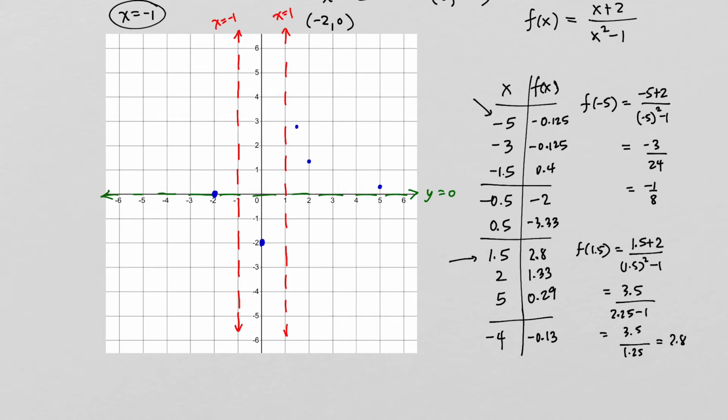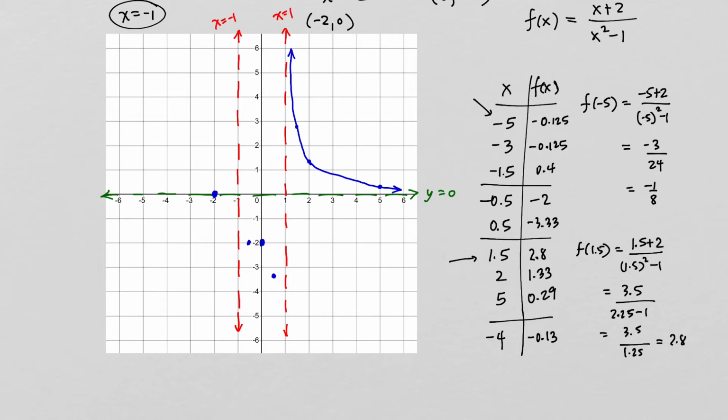So we get a pretty good idea of what's happening on this side of the graph, right? So we know that we have this asymptotic behavior here, and we know that as this comes down, it is going to get closer and closer to that line without touching. In the middle section of the graph, when you plug in negative 0.5, you get negative 2, which is kind of interesting because at negative 0.5, negative 2 is right about here. And then at positive 0.5, we get negative 3.33, which is this point here.